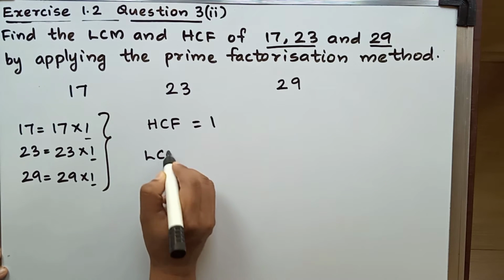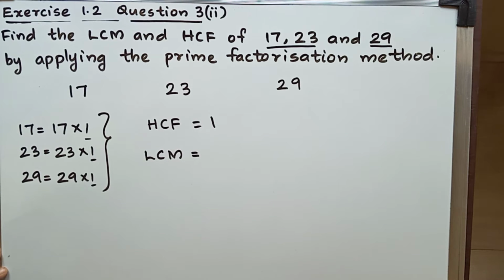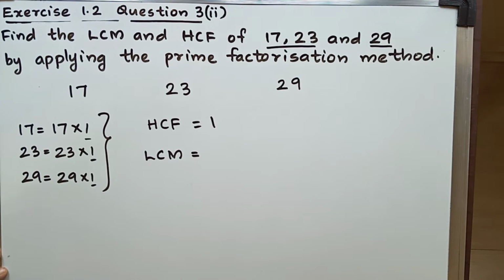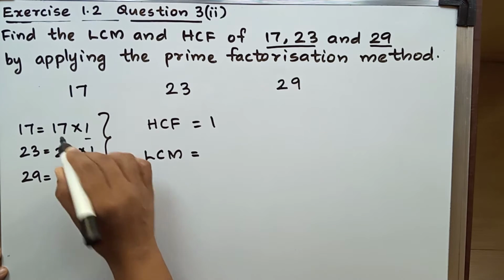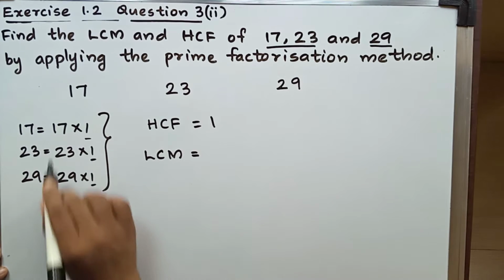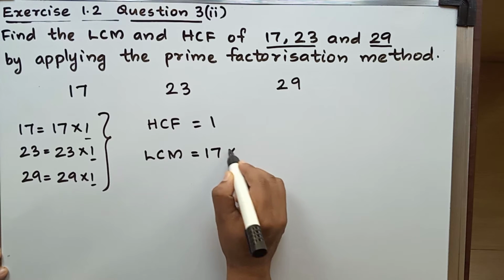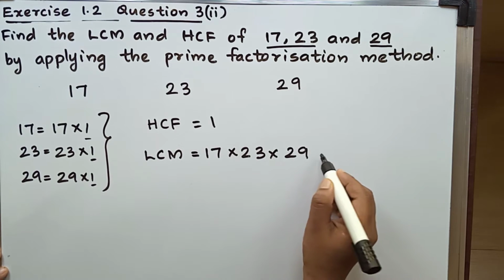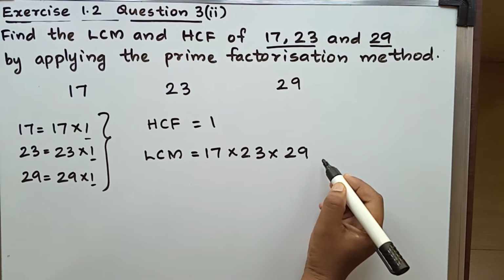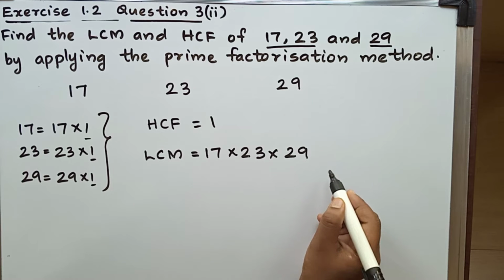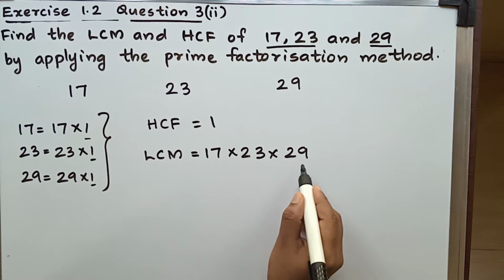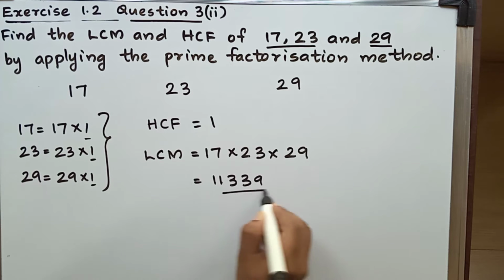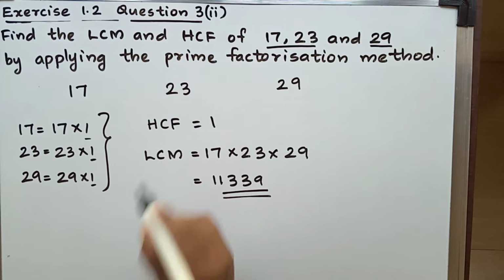Now what about the LCM? LCM means we have to consider all the factors with maximum power of each factor. Here all the factors come only once, and factors are 17, 23 and 29, and 1 is also there. We no need to write it, right? Anyways, we have to do this multiplication. 17 into 23 into 29, we will get 11339 as the product. So this is the LCM.